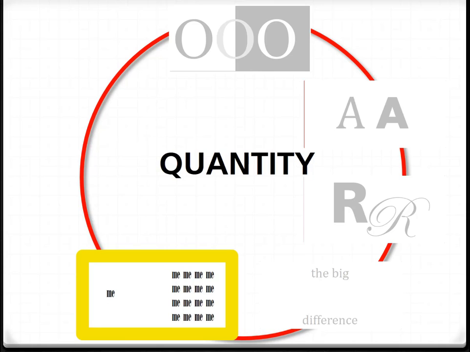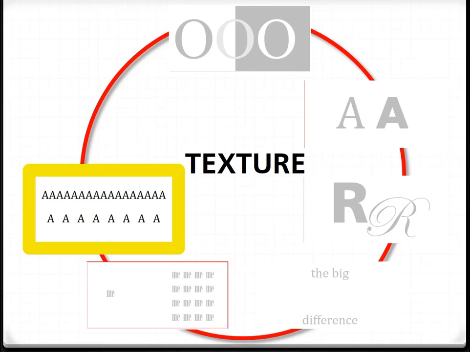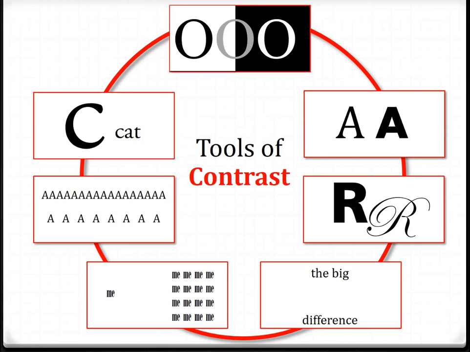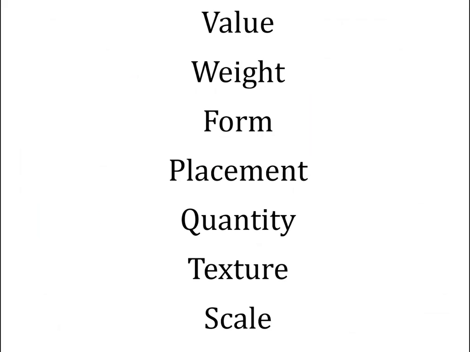Quantity contrasts many with few, single elements with grouping, often with seldom. Texture contrasts tight with loose, airy with dense, smooth with rough, shiny with matte. Scale contrasts large with small, tall with short, and broad with narrow. These 7 tools will help you create contrast in your presentation. Value, weight, form, placement, quantity, texture, and scale.